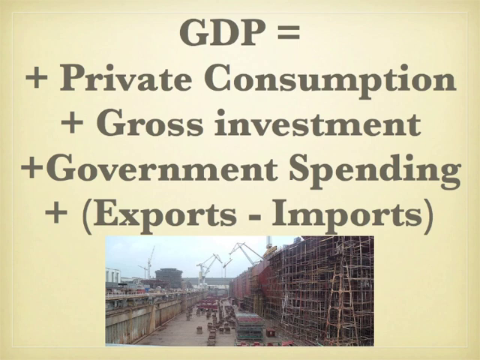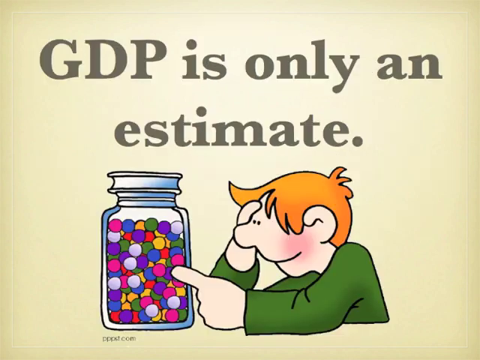Then the office will add up all of the exports, things that countries send out to other countries to make money, then minus the things that it buys in, imports. Gross domestic product is only an estimate, as you can rarely tell with certainty everything that's going on in the country. But it's a good way of showing how your country's economy is doing.